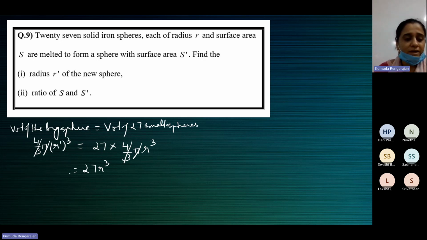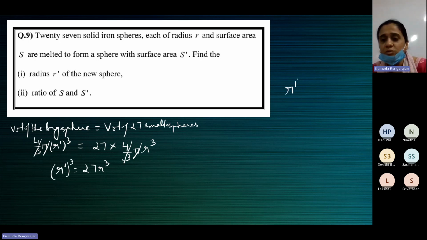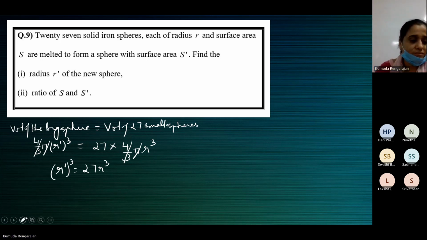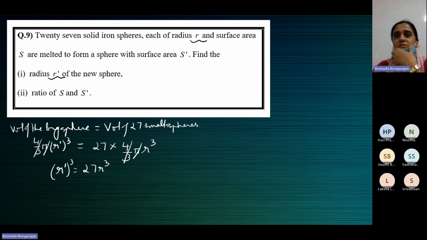R dash, so I should put the cube in a bracket. Because otherwise, if I put R dash cube like this, it will look like 13 maybe. Because it is R dash, I'm just using a cube like this. It's given that the radius of the new sphere is R dash. The radius of the small spheres is R. The new sphere is R dash. So 4 by 3 pi R dash cube is equal to 27 into 4 by 3 pi R cube. 4 by 3 pi gets cancelled and you have R dash cube is equal to 27 R cube.